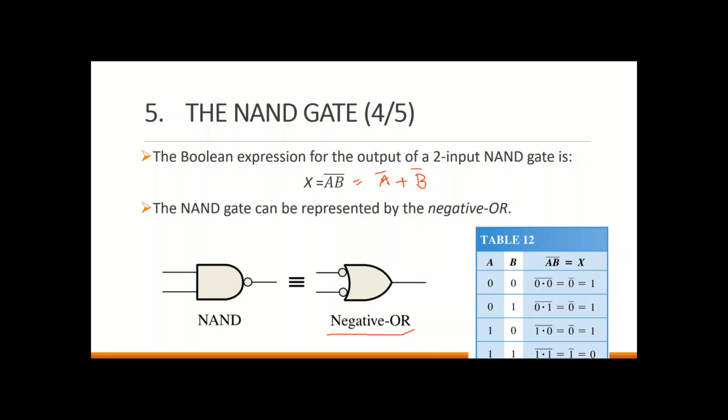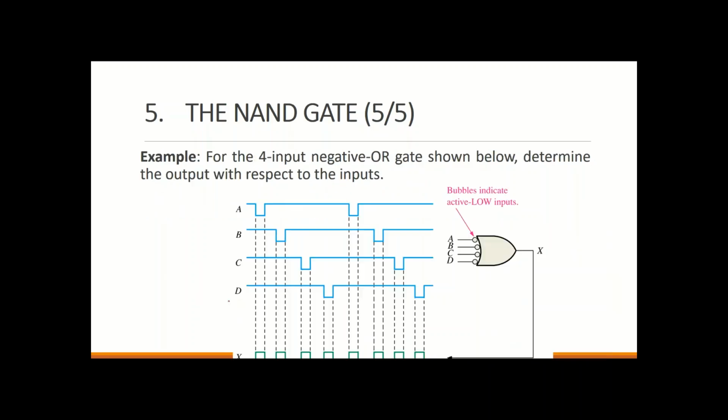Why? It's exactly not A or not B, or what you see in this truth table, negative OR. So if you find negative OR, it's equivalent to NAND, remember it. Alright, so we have a negative OR with 4 inputs. What will be the output?